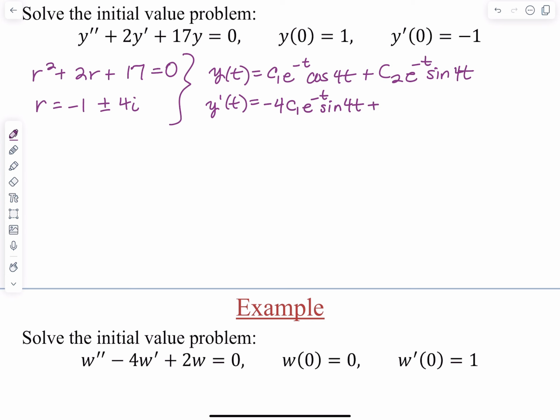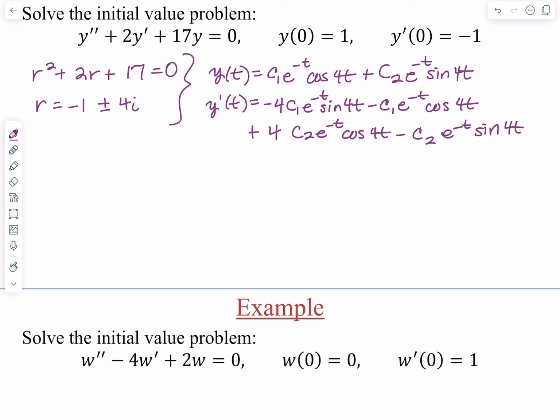Plus, and that would be a minus, negative c1 e to the negative t cosine of 4t. And now let's work on the next term, plus c2 e to the negative t multiplied by 4 cosine of 4t, plus, and that would be a minus, c2 e to the negative t sine of 4t.